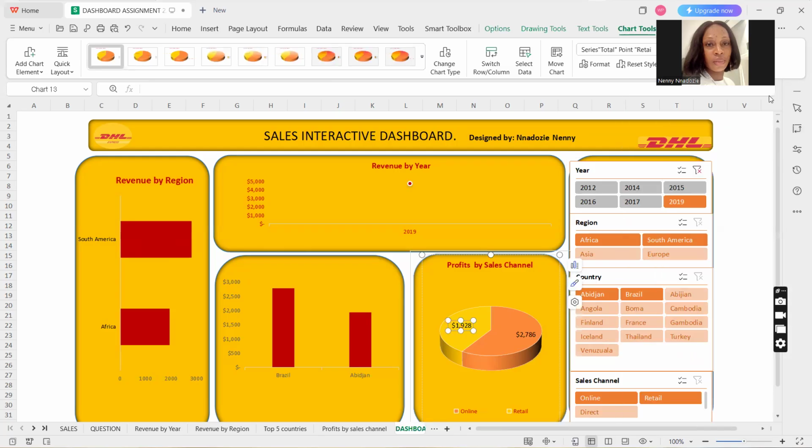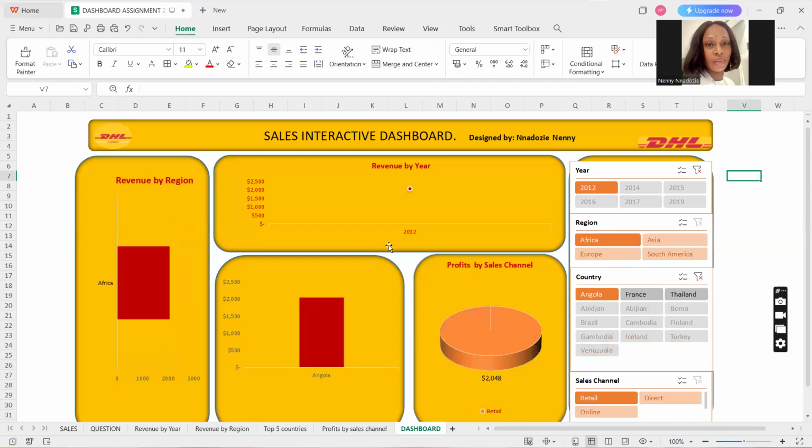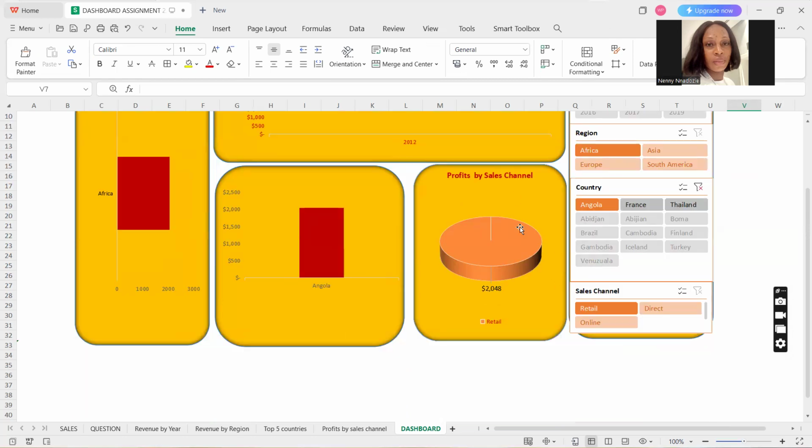So this dashboard is actually an insightful one. It gives us insights on what happened each year in each country. If you click on any year, 2012, click on Angola, you will see only Angola will appear. It will tell you the sales channel that was utilized. It will tell you the profits Angola made as a country, the profits it made as a region in Africa, and the profit it made in that whole year. So that is the idea for this dashboard.